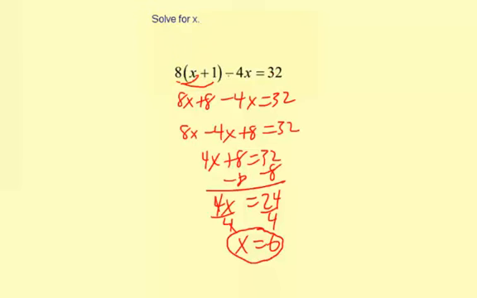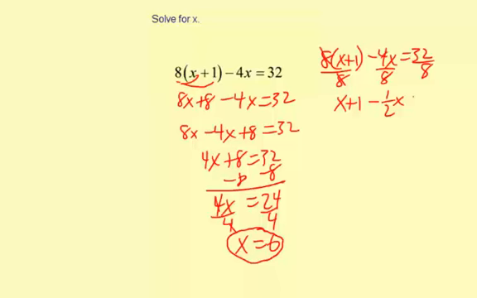Let me show you the other way I was thinking of solving it, and you can decide which one you like better. Let me divide by 8. So we're going to have 8 times x plus 1 minus 4x equals 32. So divide by 8. Every term gets divided by 8, just like that. So these 8's reduce down to 1, so then we just have this x plus 1 left over. And this negative 4x divided by 8, the 4 and the 8 reduced to 1/2. So we're going to have minus 1/2 x equals 32 divided by 8, which is 4.